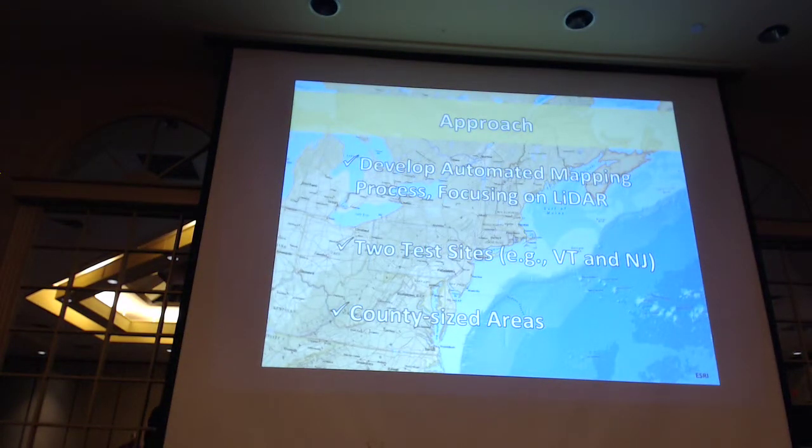So our approach will be to develop an automated method for identifying potential locations for pools using LiDAR, but also other data sets where possible and available. We hope to demonstrate the utility of this method using two test sites, one in the northern part of the range and one more towards the southern end in New Jersey. The northern one will be in Vermont. We will focus on county-sized areas, so a fairly significant political boundary, but it also has the side benefit of being the area at which many LiDAR data sets are collected.